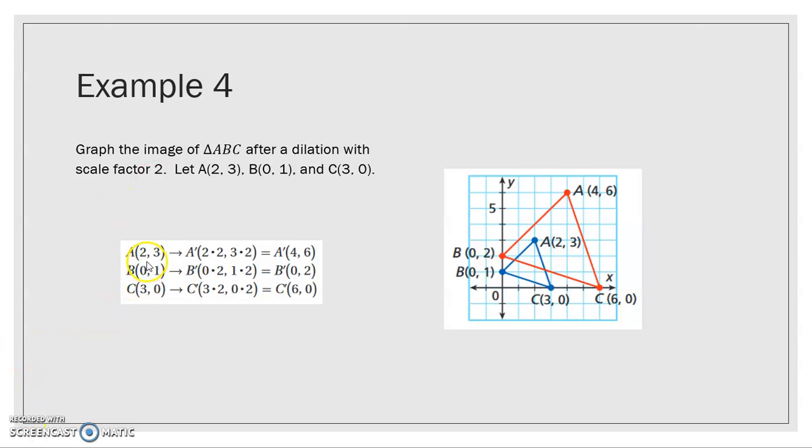Okay, so what I did is I took my ordered pairs and I multiplied both the x and the y's by 2. So I got A prime is 4, 6, B prime is 0, 2, and C prime is 6, 0. And then I just put it all on a graph, and you'll see this red triangle, which is bigger, is my image, and the blue triangle is the pre-image. Okay, so now you're going to try it.